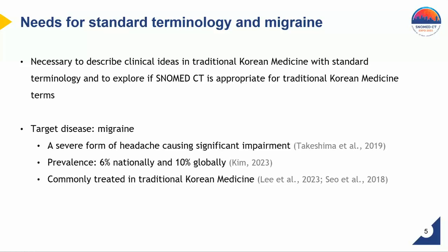Given those initiatives going on for traditional Korean medicine, it was necessary to try describing clinical ideas in traditional Korean medicine with standard terminology, and to explore if SNOMED CT would be appropriate for traditional Korean medicine terms. So we decided to select one target disease from those 30 topics of diseases, and we chose migraine. Migraine is a severe form of headache causing significant impairment to those affected, and it is 6% nationally and 10% globally prevalent. Migraine is also commonly treated with traditional Korean medicine, so we decided that migraine would be the right fit to be the target disease for this research.